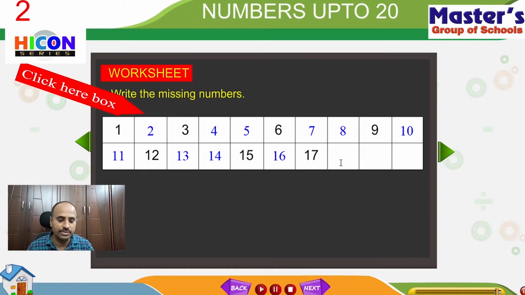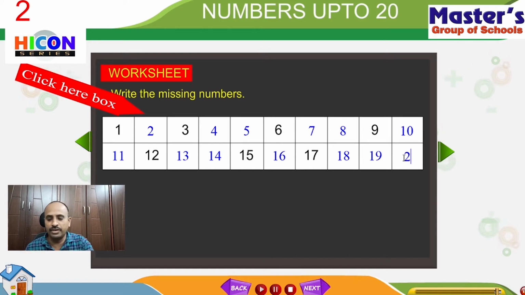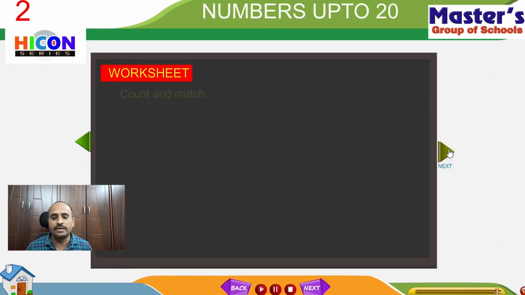So the number that comes after 17 is 18. So write 18 there. So the number that comes after 18 is 19. So this is the number 19. And the number that comes after 19 is 20. So children, this is the way of writing missing numbers in the given table. So let us enter the next activity.